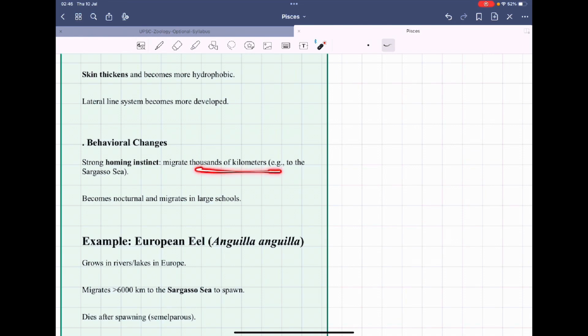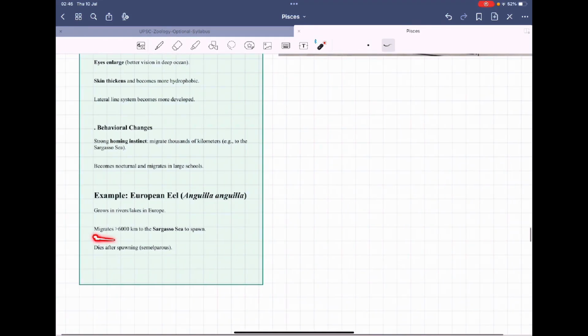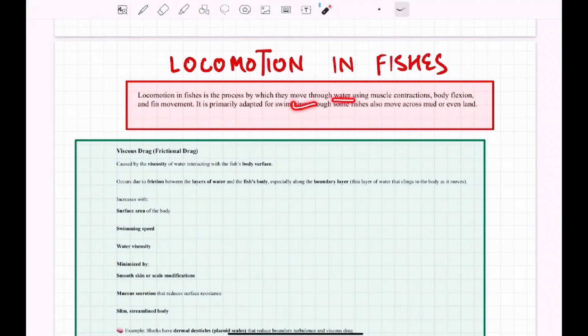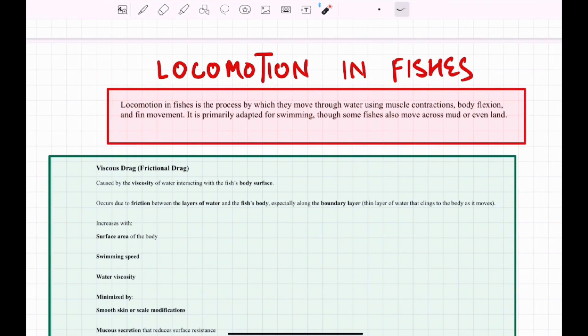They will migrate thousands of kilometers to reach home, and they will become nocturnal, and they will migrate in large schools. For example, the European eel or Anguilla does this. They will migrate more than 6,000 kilometers to the Sargasso Sea. Fishes move through the water using muscle contraction, body flexion, and fin movement, and they are primarily adapted for swimming. Though some fishes can also move across mud or even land, primarily fishes are found in water, so the locomotion will be in the form of swimming.